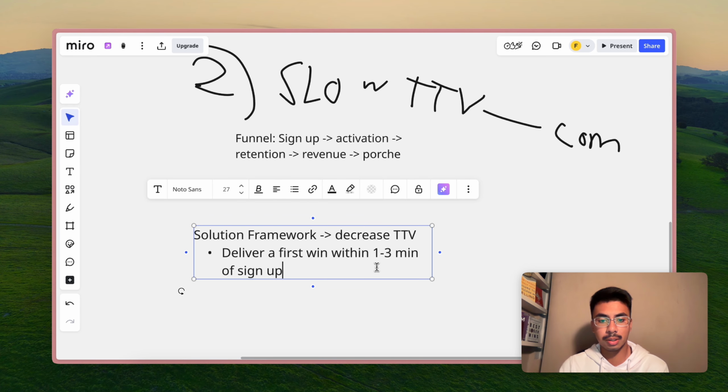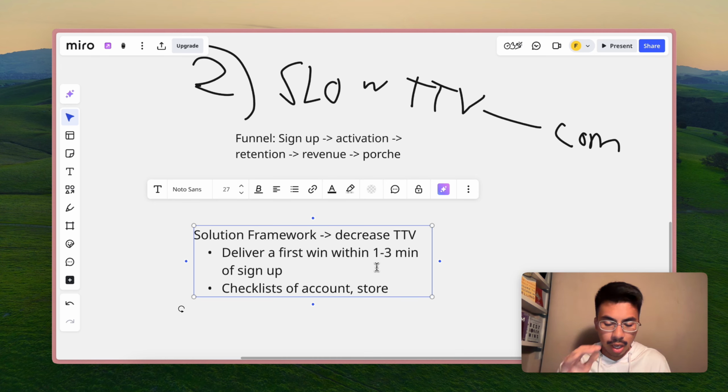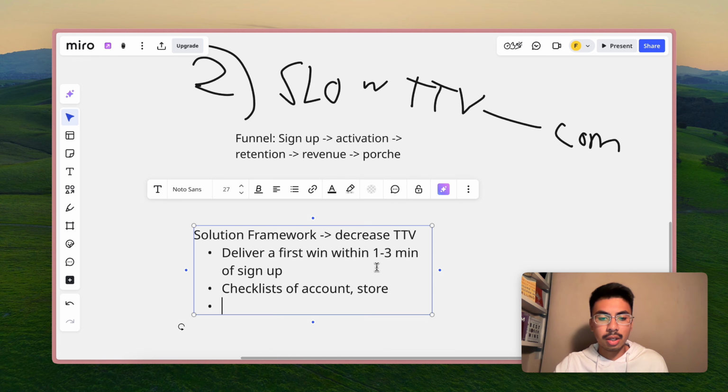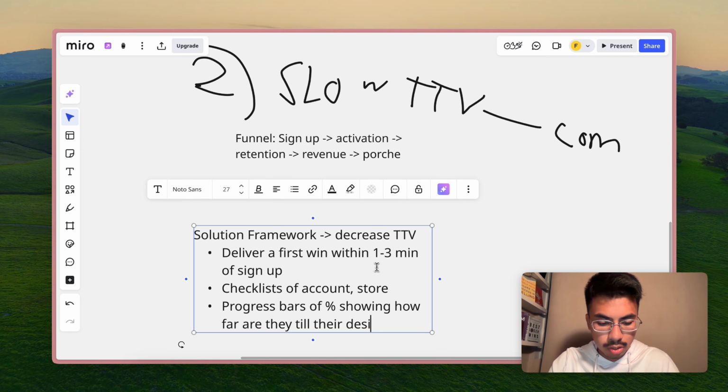And this proof of concept can literally just be a small win. A small win in the form of a checklist of, let's say, an example of account setup, store setup, you get the point. Basically, just have a checklist for them to complete. And another thing is, also have progress bars showing how far they are from their desired situation.